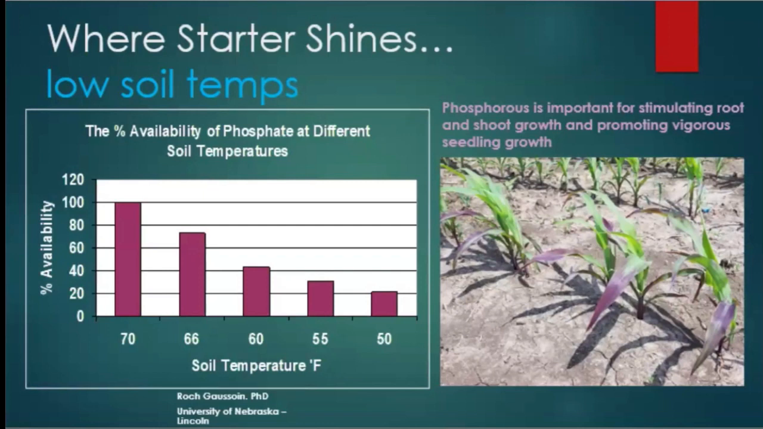Why is phosphorus so important? Has anybody ever seen that in your fields? You see purple, that's a good indicator. Could be low on phosphorus. It's not getting it. So it helps stimulate root and shoot growth and also vigorous seedling growth. Many other things, but early on in the season, definitely very important. If you see that out in your field, it would definitely be worth addressing.